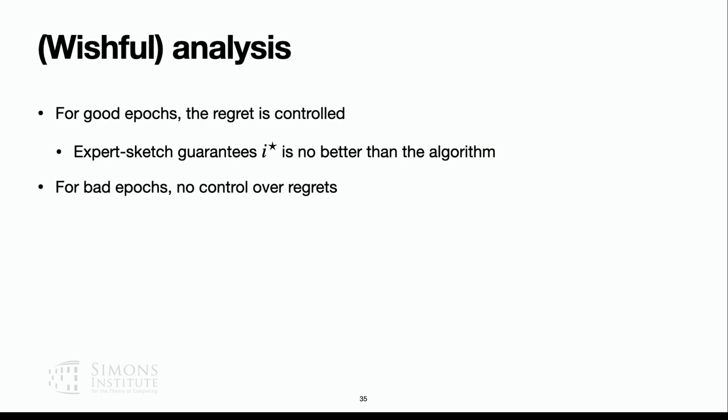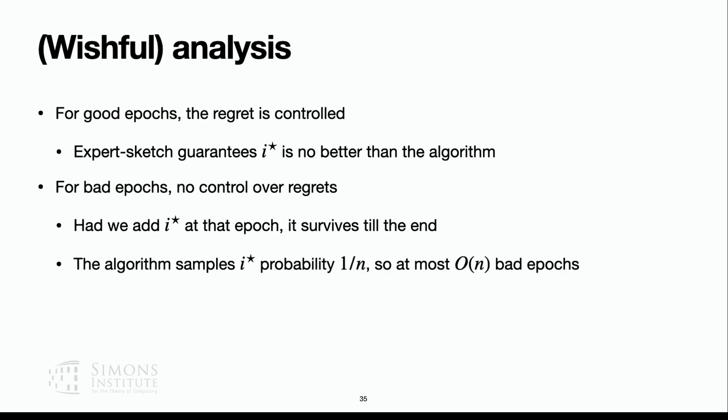For bad epochs, unfortunately, we don't have any control over the regret. But recall how we defined a bad epoch. If we do some intervention and manually add i star at the beginning of that epoch, it will survive till the end. But what's the probability of sampling i star and adding it to the subset? It's 1 over n. So hopefully there should be at most n bad epochs, because once you catch the chance and really add i star to the subset, it will survive till the end. But unfortunately, this analysis turned out to be circular.